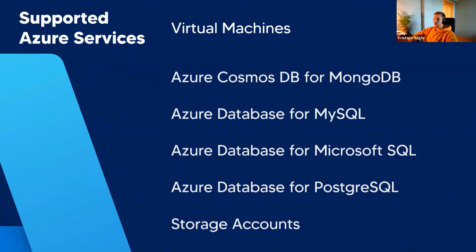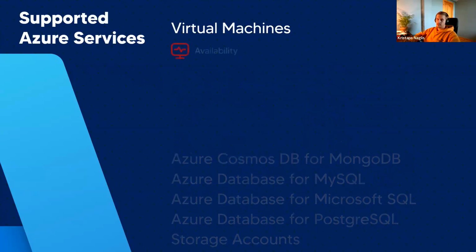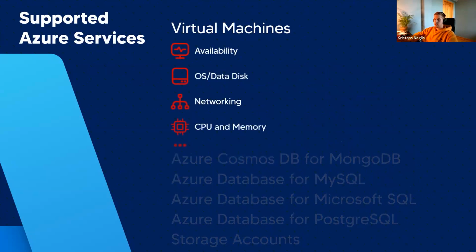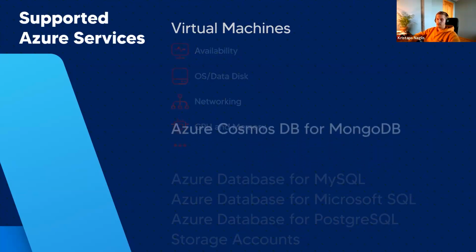For each of those templates, I'm going to quickly show some of the metrics that are available for monitoring, some of the most relevant ones, because there are a lot of them, and it would be very boring to go through all of them. So for virtual machines, what's essential is availability, whether the machine is available, metrics about their disks, networking, and resources such as CPU and memory.